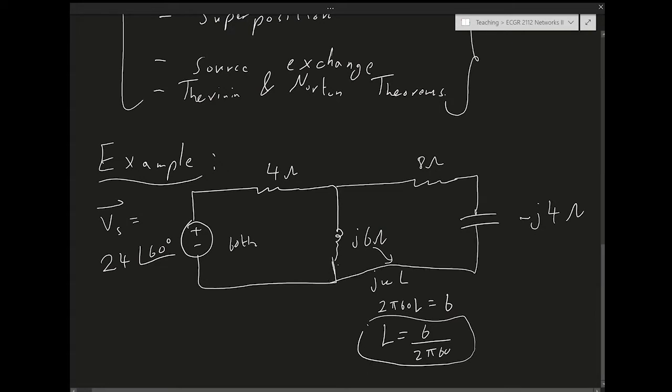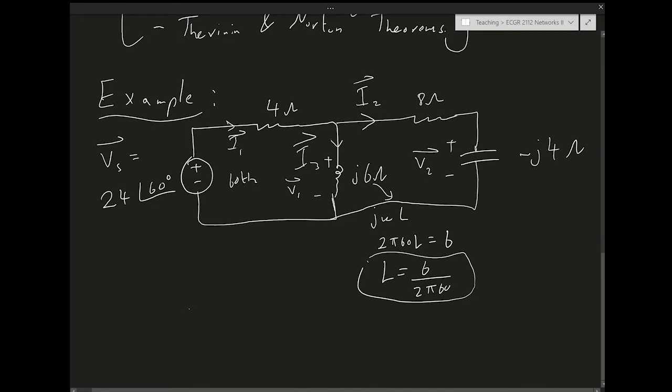And this goes here. And then we want to calculate I1. Of course, it's a phasor because we're doing AC analysis. I2, and then I3. And then we have to calculate V1 and then V2. And we want to use our basic circuit analysis techniques.